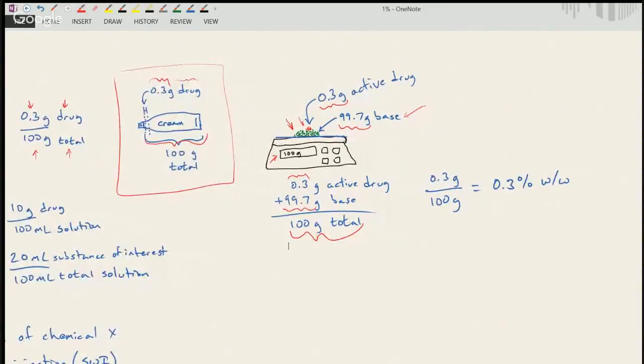And on the box of the cream, you will see that it says 0.3%, which means 0.3 grams per 100 grams total, per cent, per 100 grams.